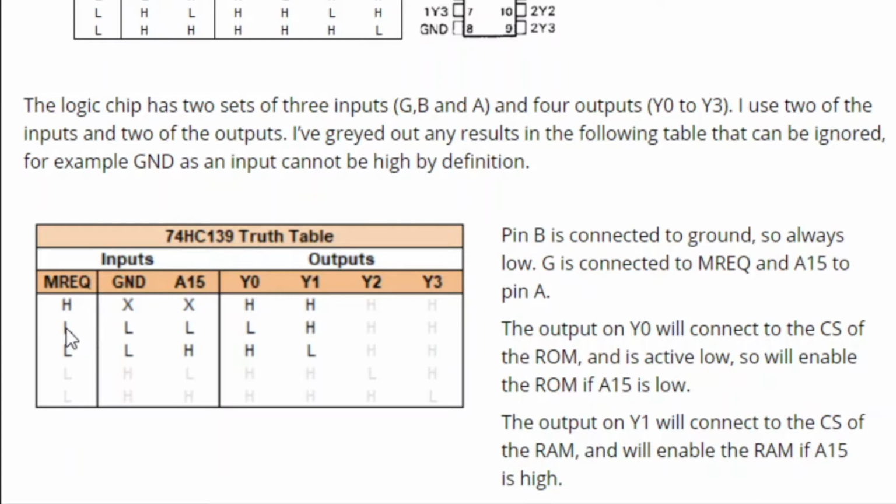If memory request is low and A15 is low, we want the ROM chip select to be low and the RAM chip select to be high. It's a similar situation with the RAM select. If memory request is low and A15 is high, we want the ROM chip select to be high and the RAM chip select to be low. So how does this translate to the GAL?